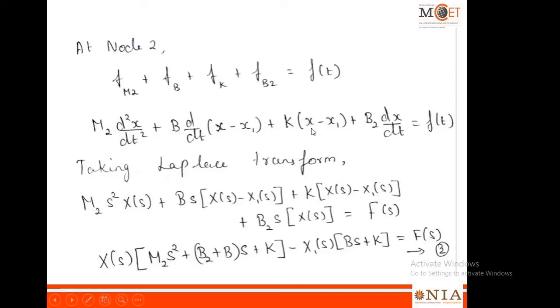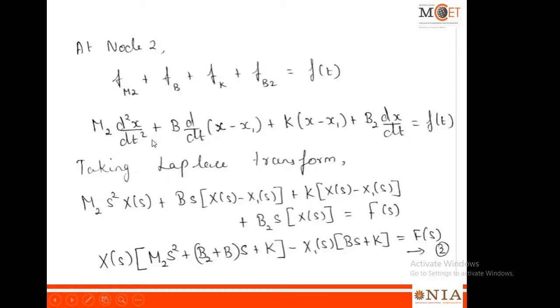Similar is the case with the k. K was also connected between node 1 and 2, because we are writing the node equation for the second node. So it is k into displacement of second node minus displacement of first node, so x minus x1. B2 was purely related to node 2, so it is B2 into dx by dt, that is displacement of node 2, is equal to f of t.